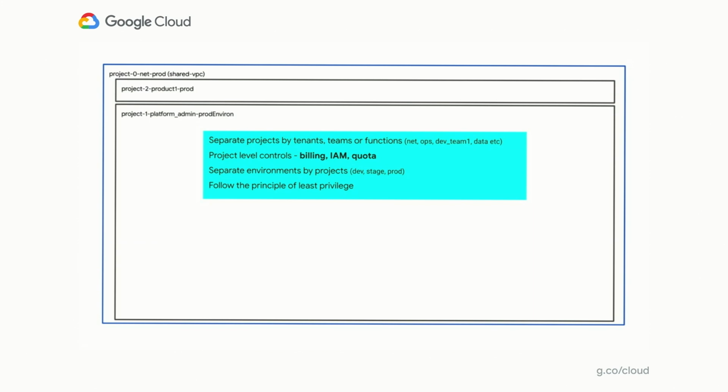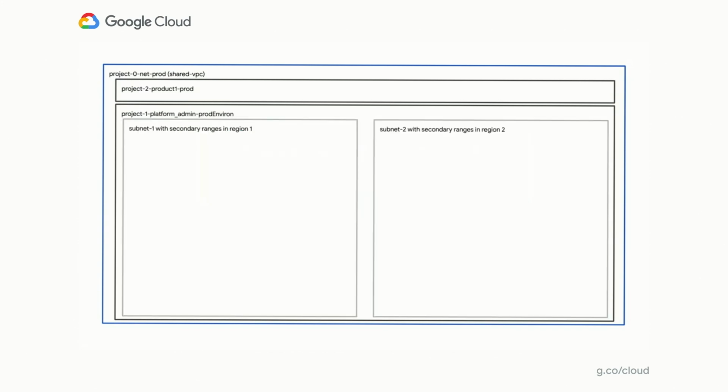We also put environments in separate projects. So here I'm showing a 3-project setup for, let's say, the prod environment. You would have a very similar setup for dev and stage as well.